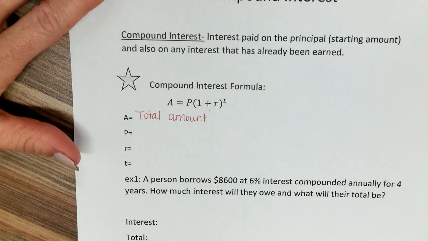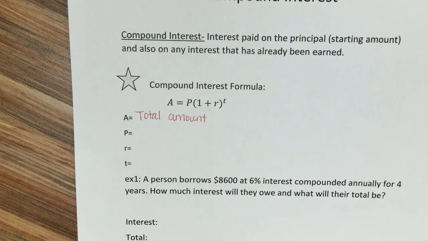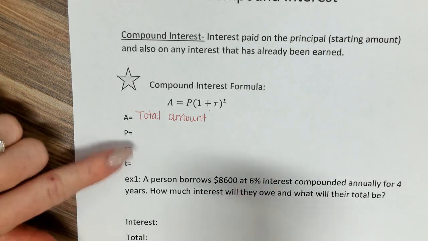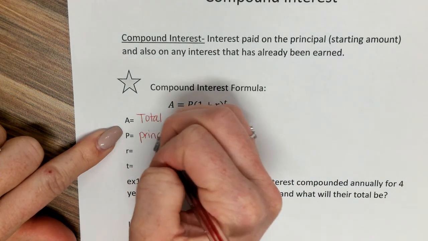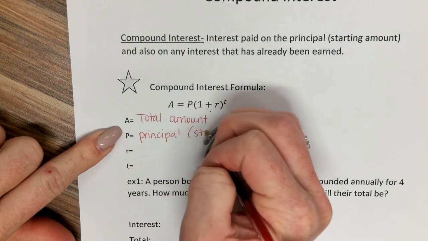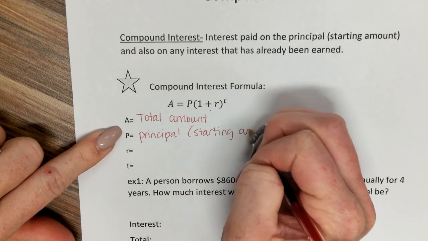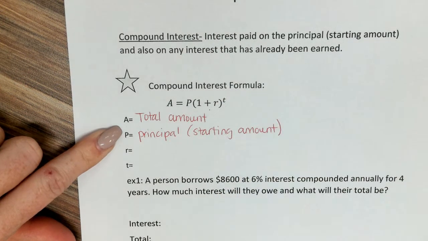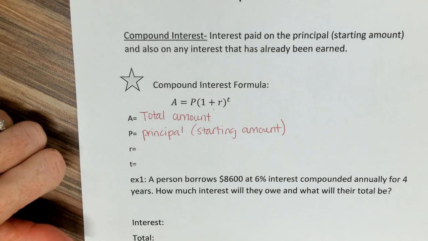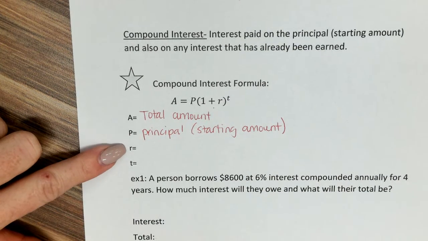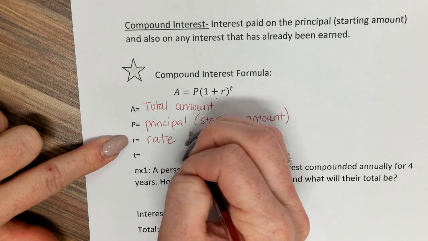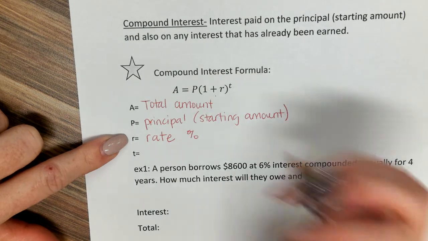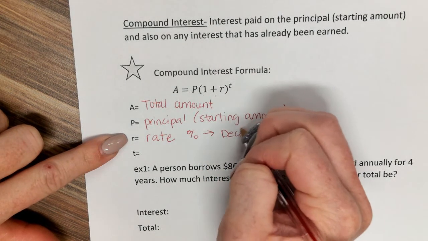So yesterday the formula solved for the interest fee. Today it's going to give you your total bill. What did P stand for yesterday? Principal. A principal is your starting amount, the amount of money you're going to borrow or invest if you want to make the money. What did R stand for? Rate. And what is it going to be given to you as? A percent, but you have to change it to a decimal.